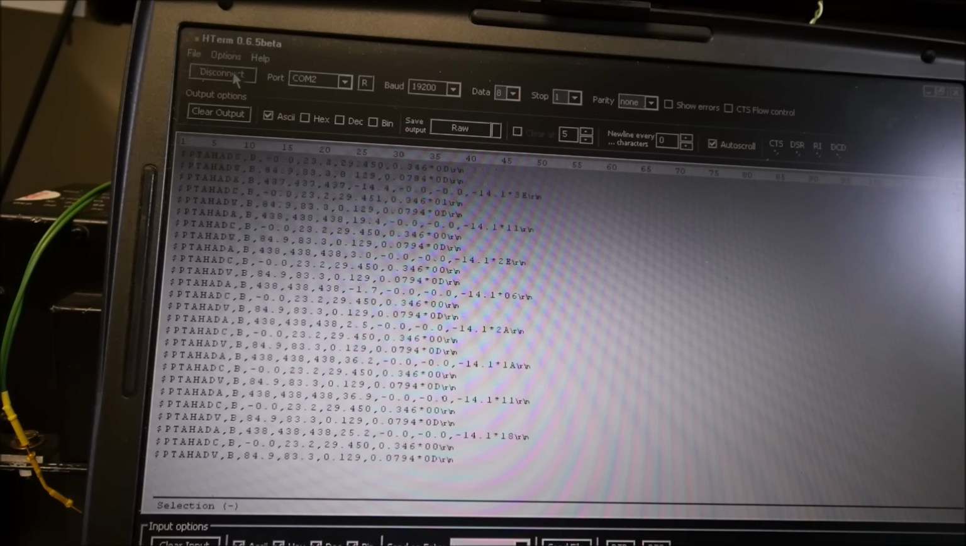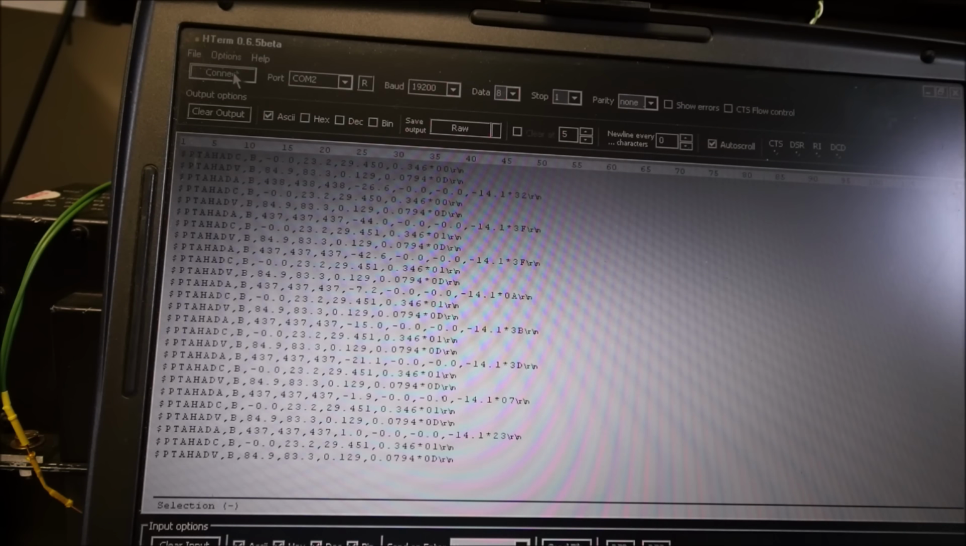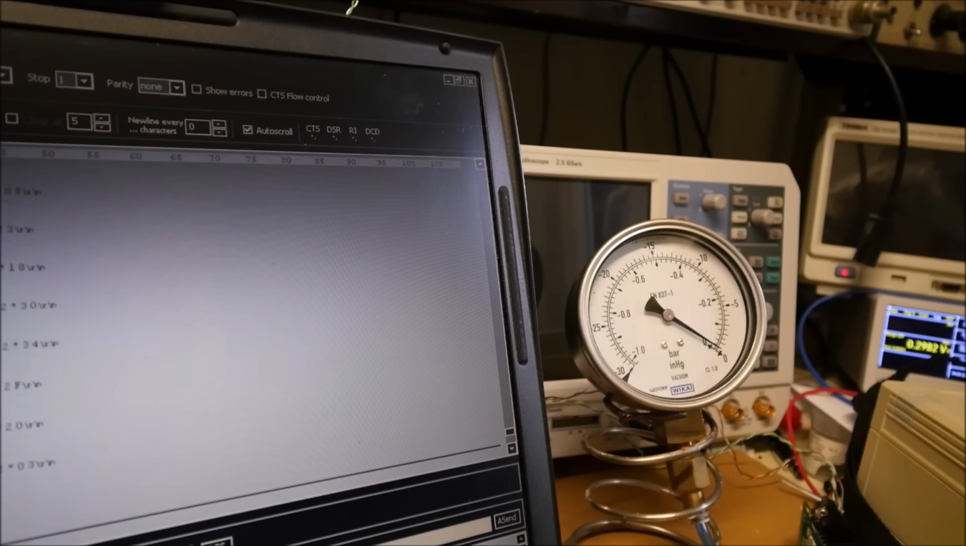We can see that we have 3 different messages. All messages start with this string here, PTAHAD, and at the end there are 3 different letters, A, C, and V, okay, for various parameters. For the first test, I will apply a pressure only on the static pressure sensor. I will apply a pressure of minus 200 millibars. This corresponds to an altitude of 6,000 meters approximately.